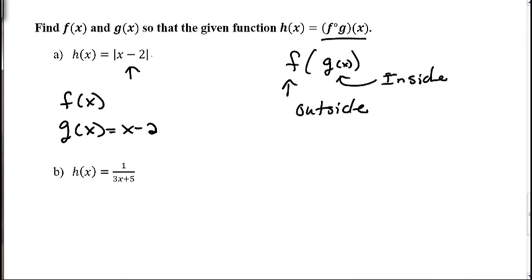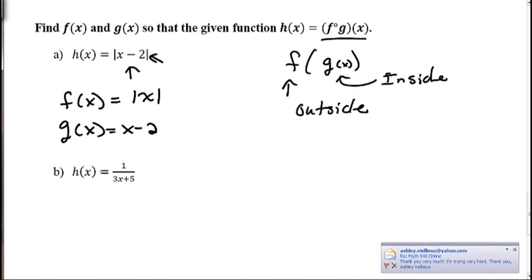And f of x, what's on the outside? Well, the absolute value bars. So absolute value of x. So then when you take this x minus 2 and plug it into the function f, you'll come up with the absolute value of x minus 2.